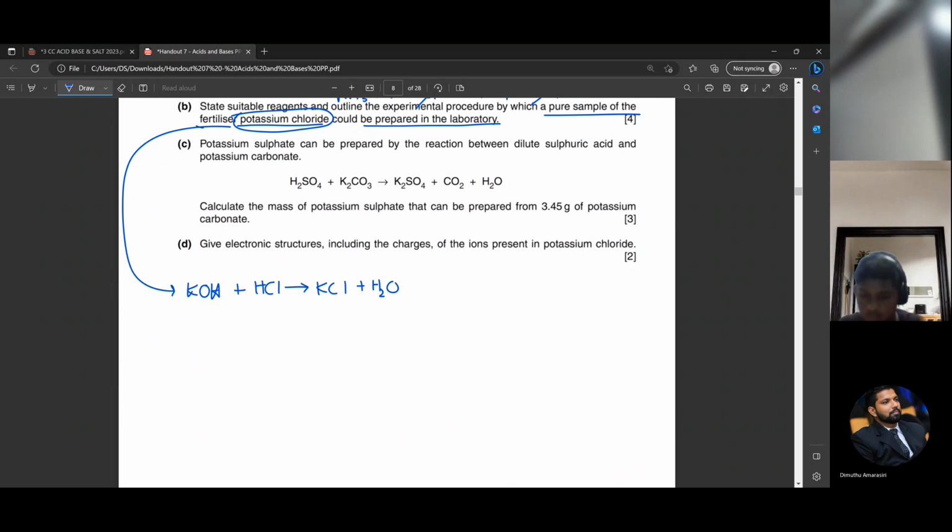Next one. The answer again is the titration method. You have to write it out. You are a student, you have to get those 4 marks. Potassium sulfate can be prepared by the reaction between dilute sulfuric acid and potassium carbonate.